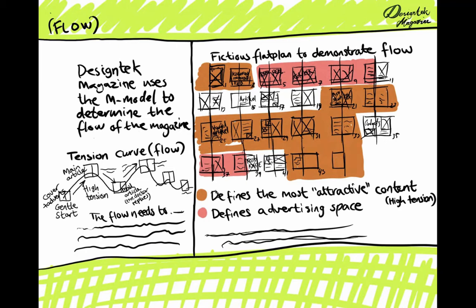And in this case, I've tried to communicate that the areas marked with orange define the most attractive content. Of course, you would be more specific. You could say that this is lifestyle articles, for example. And the ones noted with rose color, kind of bright red color, are for advertising space. That's commercials.